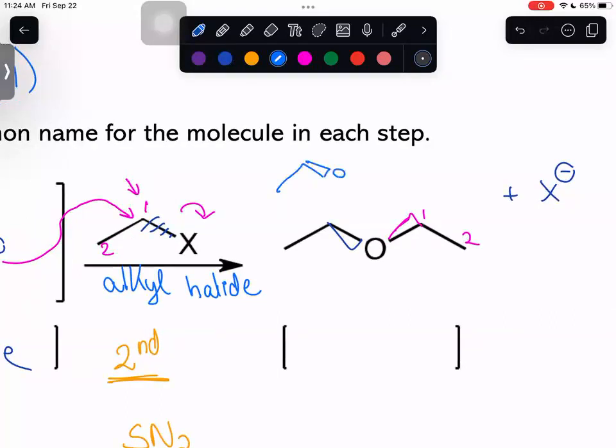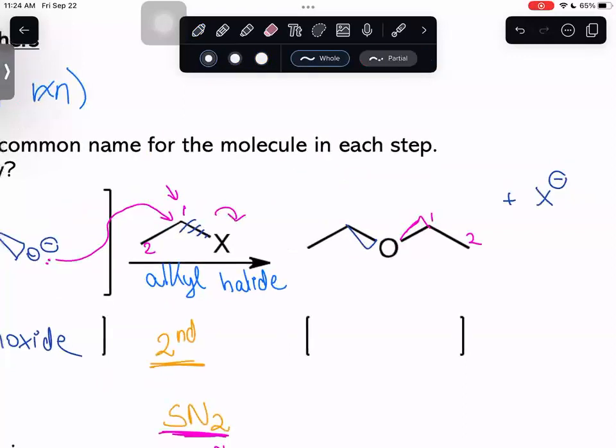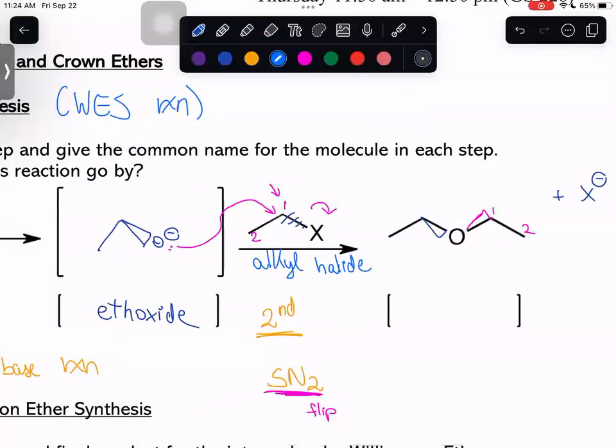So if we draw the same molecule but with two dashes instead, it's the same exact thing. It's just flipped around. But really quickly, we formed an ether, and we know how to name ether. So what's the name of that molecule? Beautiful, you got it. So yeah, this is a diethyl ether.